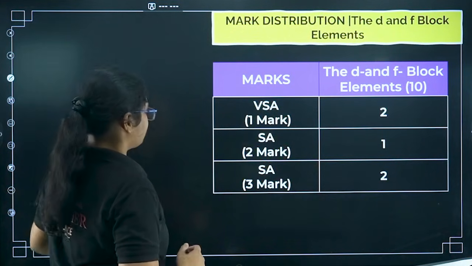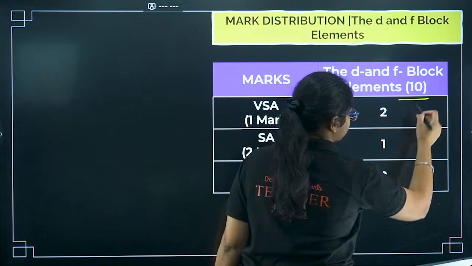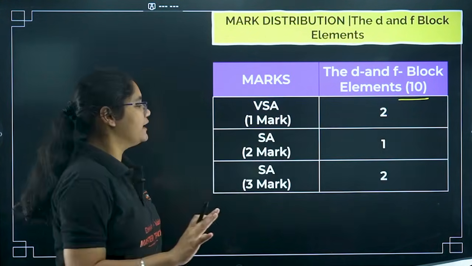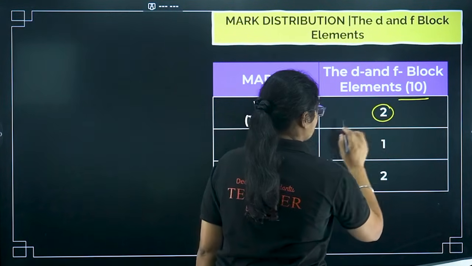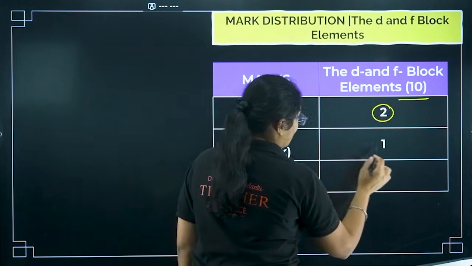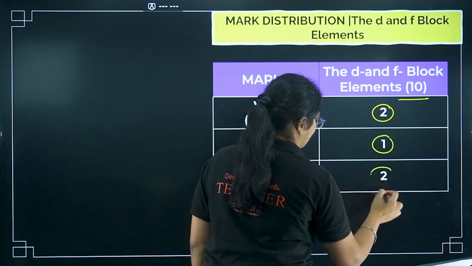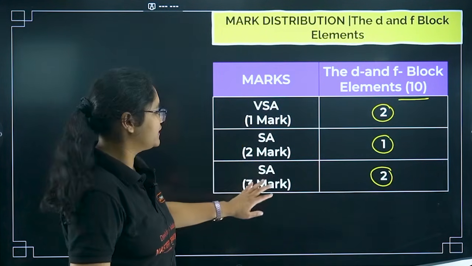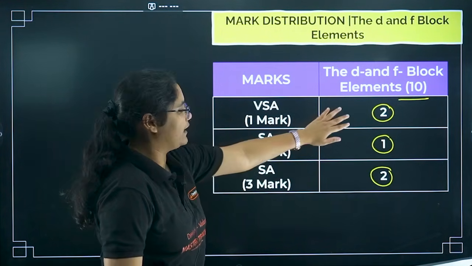D and F block has a weightage of 10 marks. And how is this 10 marks divided? You will have 1 marker 2 questions, then 2 marker 1 question, and 3 marker 2 questions. So here 6, here 8 and then 10.